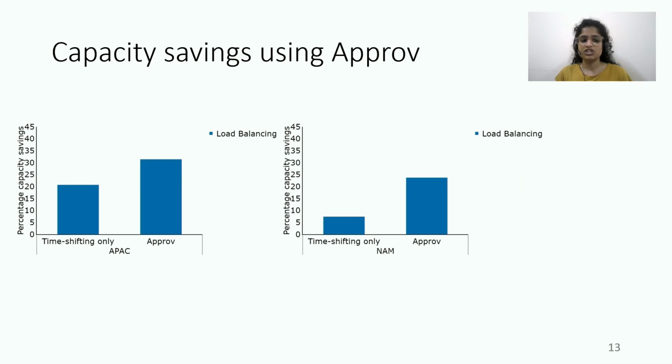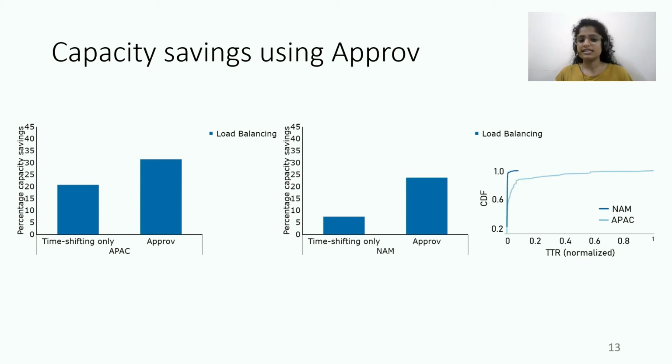For Asia Pacific region, we get around 20% capacity savings with only time shifting, and 30% capacity savings with both time shifting and informed redundancy provisioning. And in North America, we get 5% capacity savings with time shifting and 25% capacity savings with Approv, which is both time shifting as well as informed redundancy provisioning. As we can see, the gap between time shifting and Approv is higher in North America, which means that we get higher capacity savings in North America because of informed redundancy provisioning.